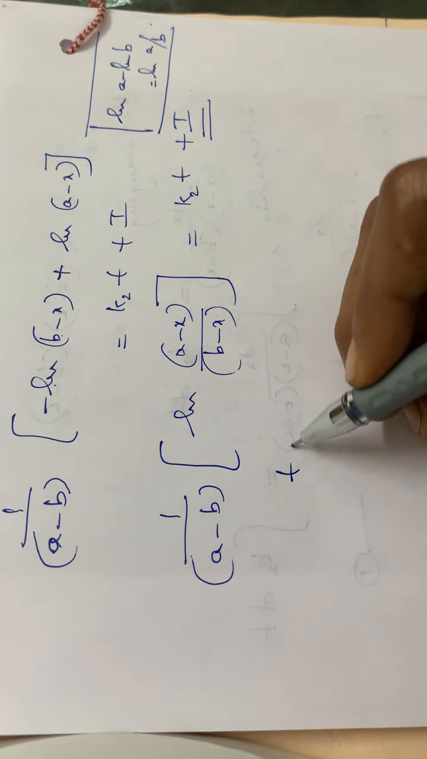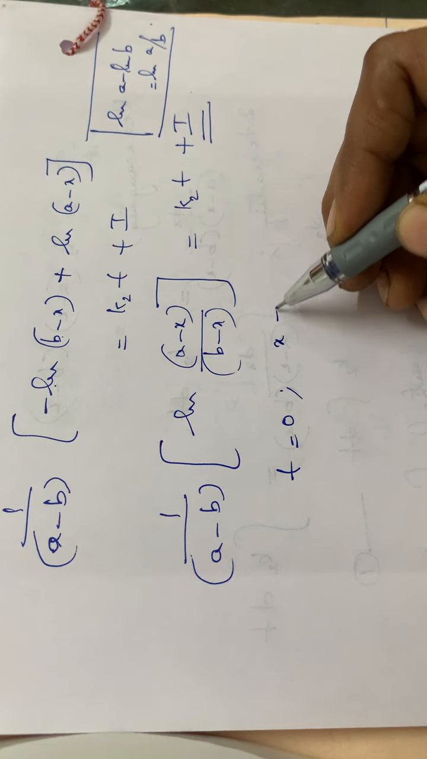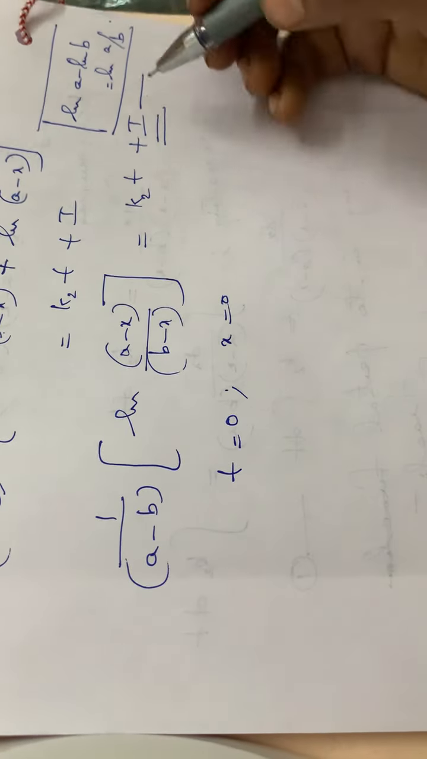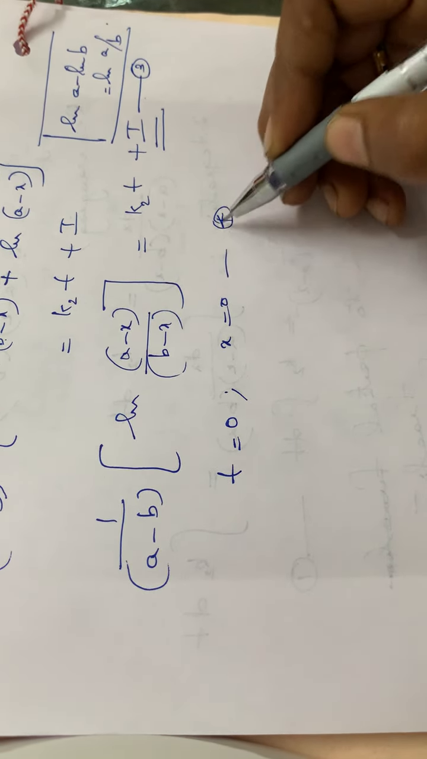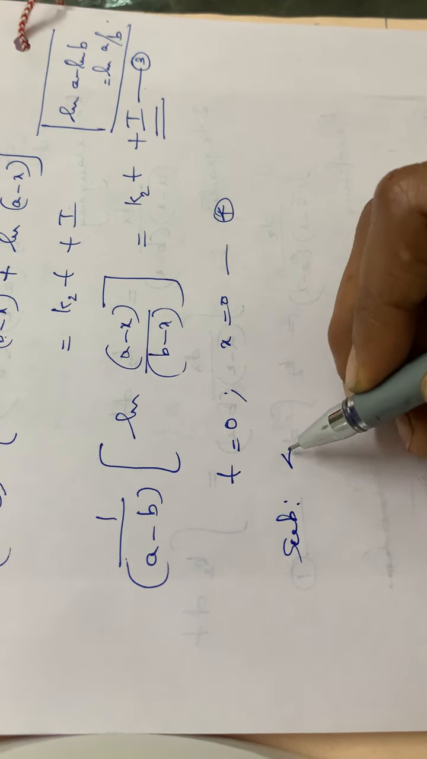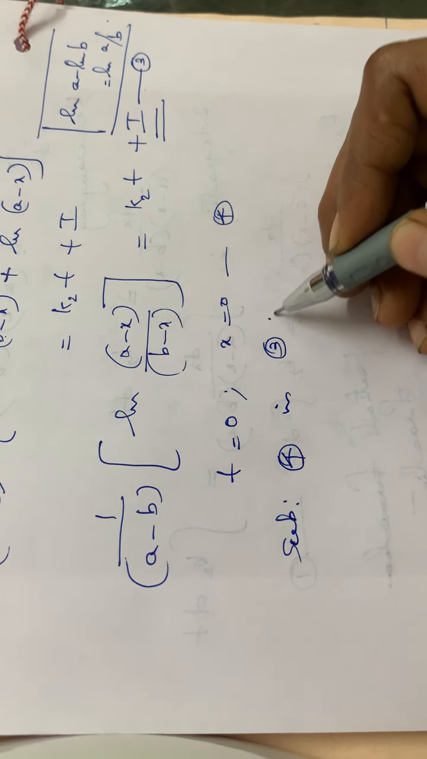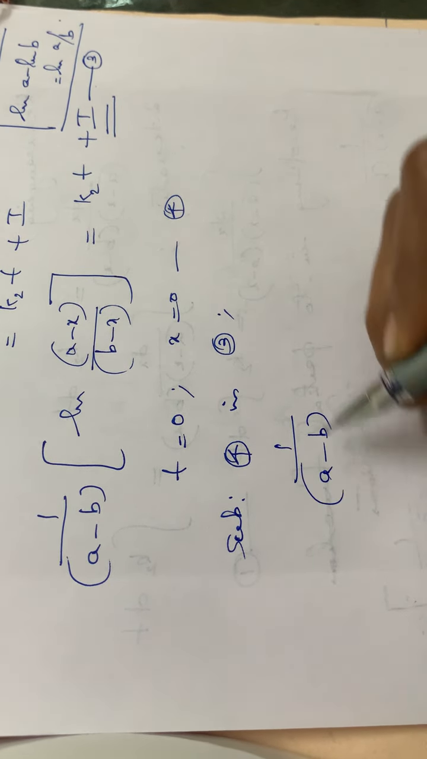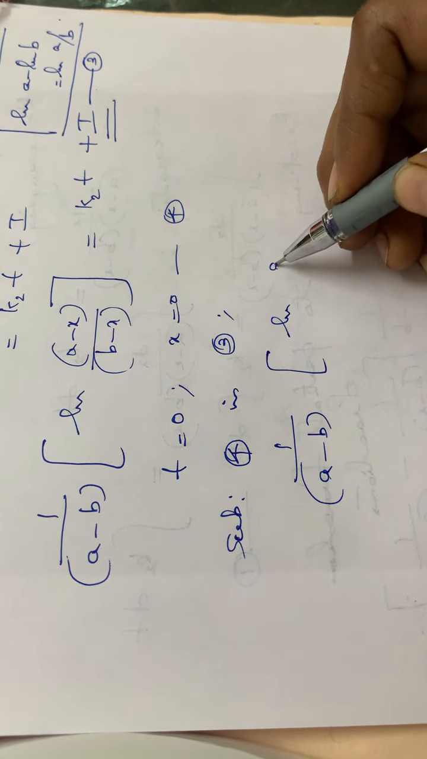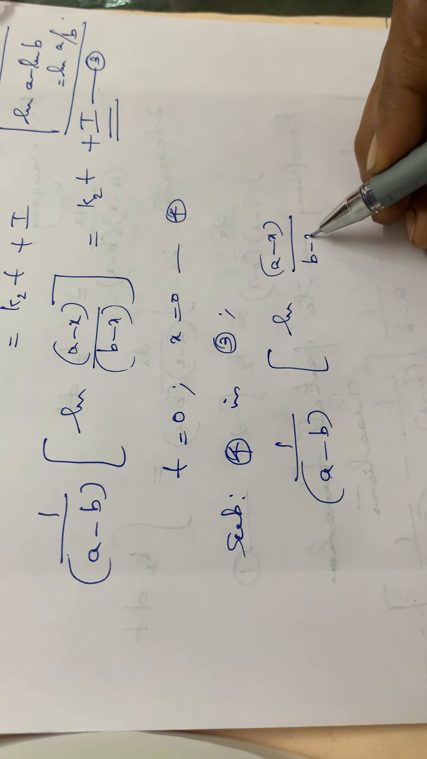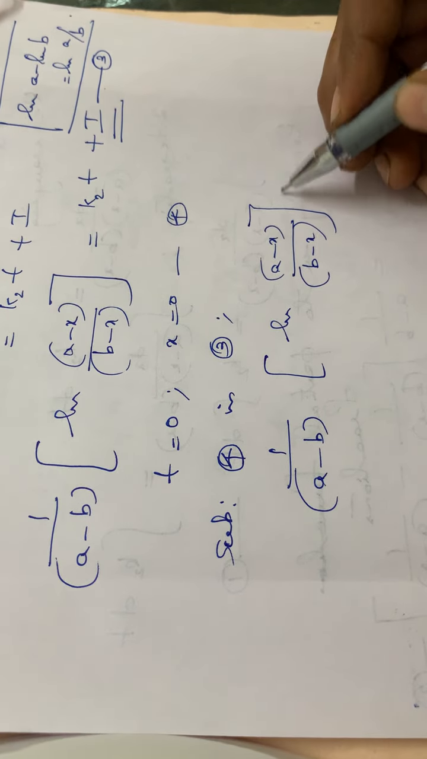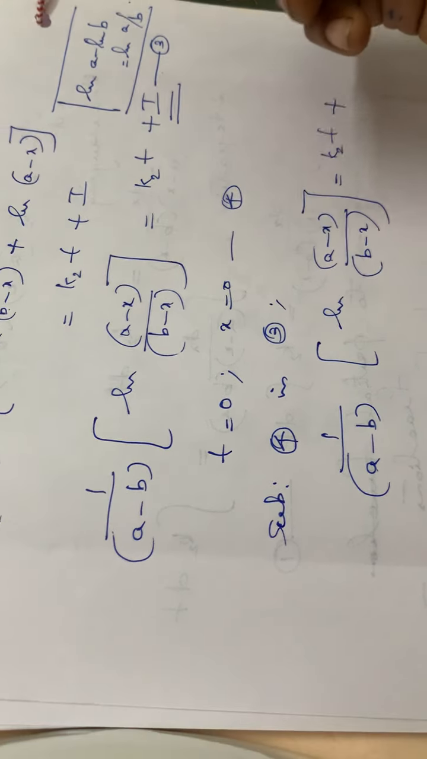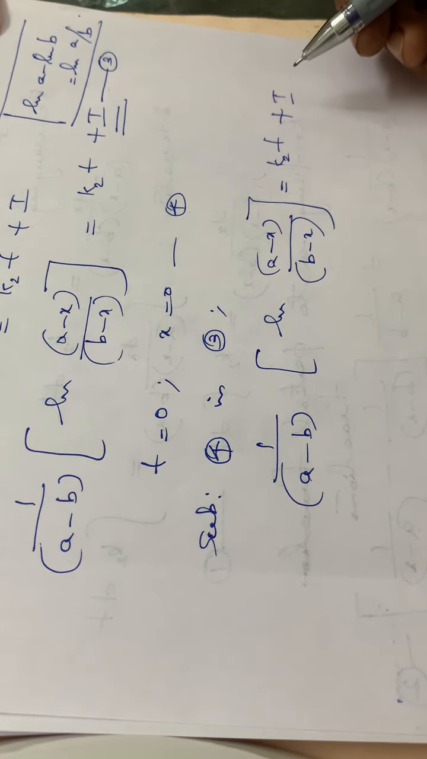For that, when time t is equal to 0, x will be equal to 0. So this is equation 3, then this is equation 4. So substituting equation 4 in equation 3: 1 by a minus b into ln a minus x divided by b minus x, that is equal to k2 into t plus constant of integration, I. This is equation number 3.